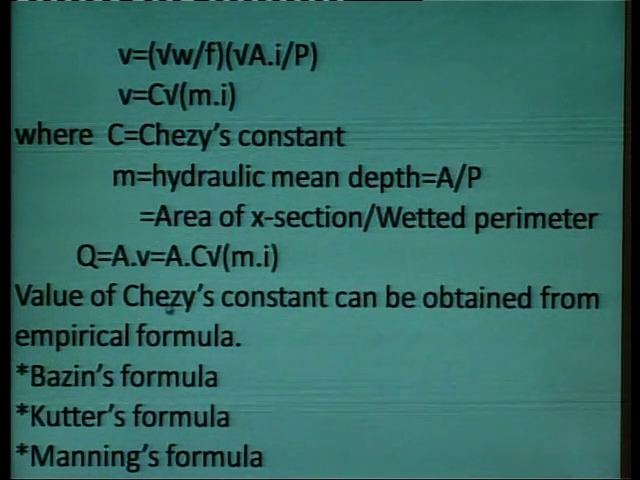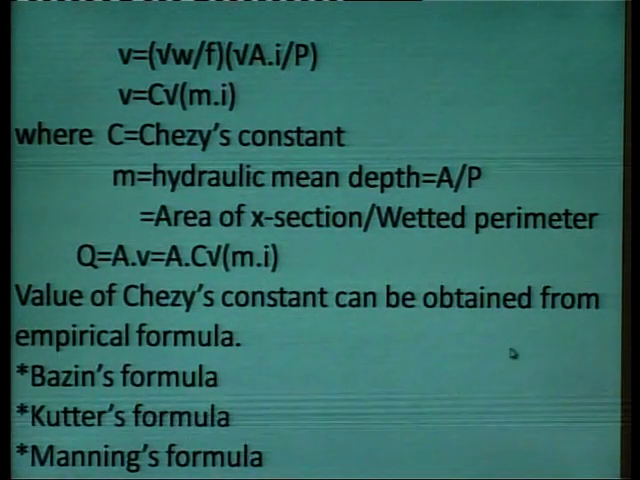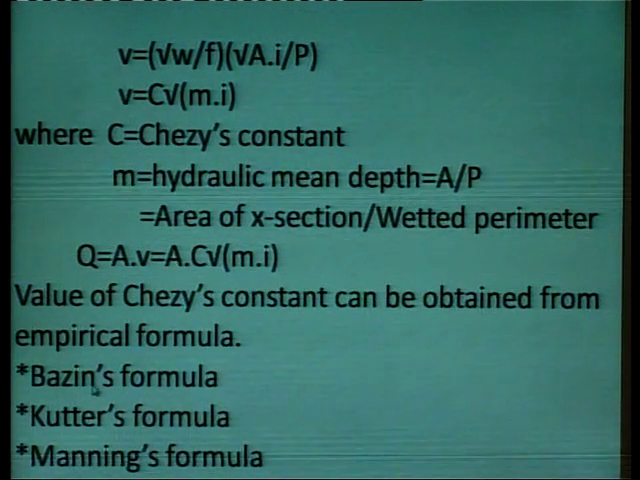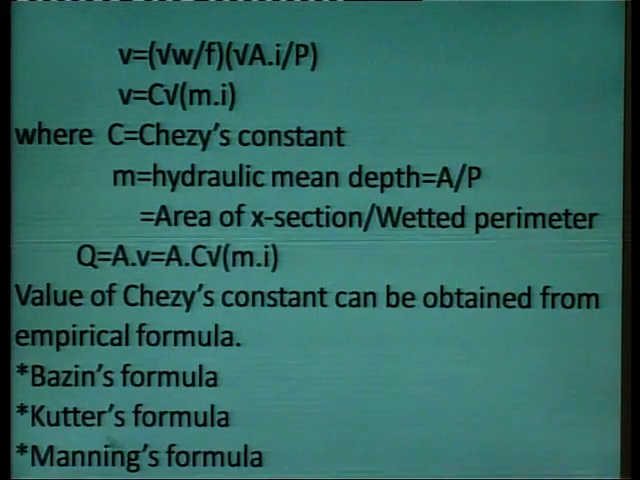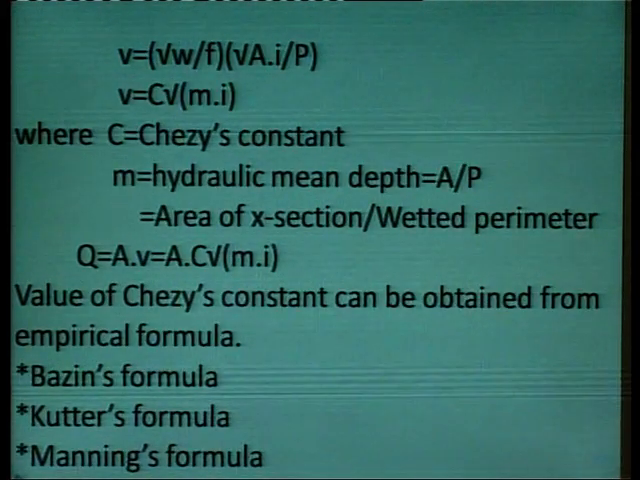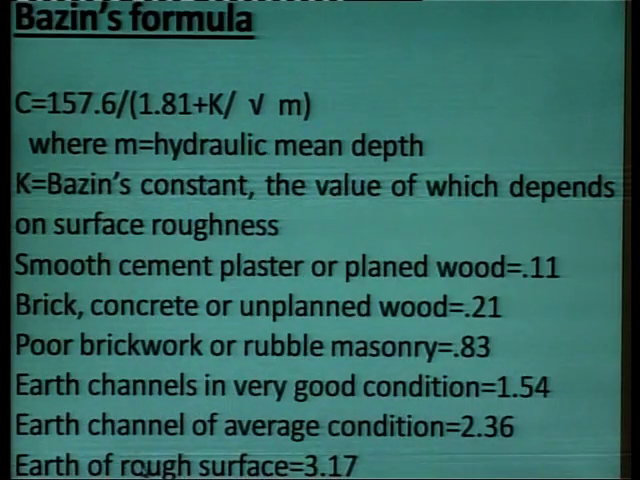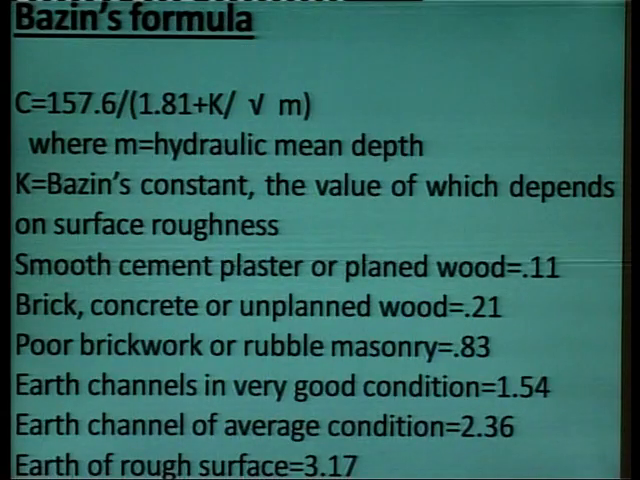Now it is very important that the Chezy constant, this C, can be obtained by three empirical formulas. The first one is Bazin's formula, the second one is Kutter's formula, and the third one is Manning's formula. Now let us discuss the first one, Bazin's formula.